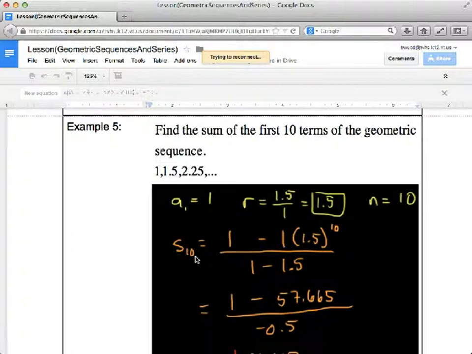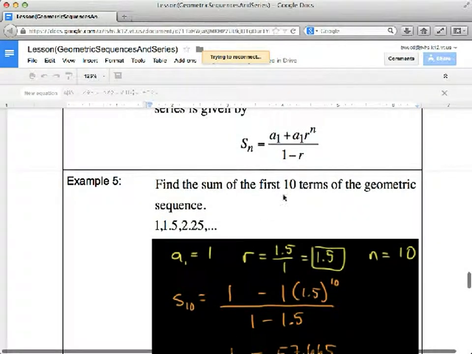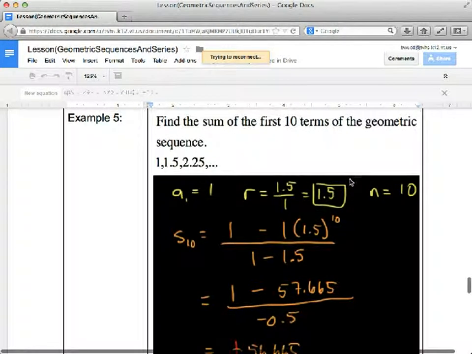Notice the nice thing about this formula. What didn't I need to know? Lots of things. I did not need to know the nth term. I don't need to know what the 10th term actually was. No, that's the common difference. R is the common ratio on this one. So I don't need to know what the 10th term is to find the sum of a list in a geometric sequence. Okay? So I just need to know what the first term is, what R is, and then what number that term is.